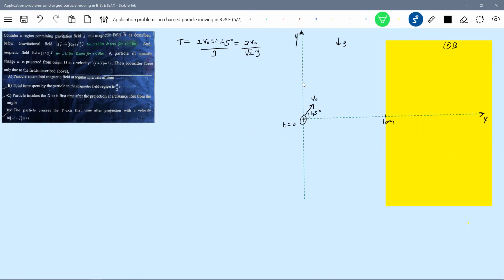Okay, there's a 2 v naught, and what is the value of v naught? Magnitude of that will become equal to 10 root 2. v naught bar equal to 10 i cap plus 10 j cap. So the magnitude of this should be equal to 10 root 2. Let me substitute that in there. So time period will be 2 seconds, time of flight.